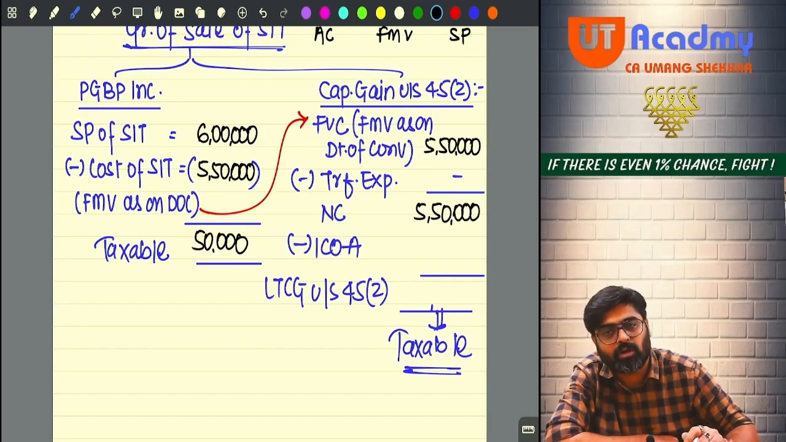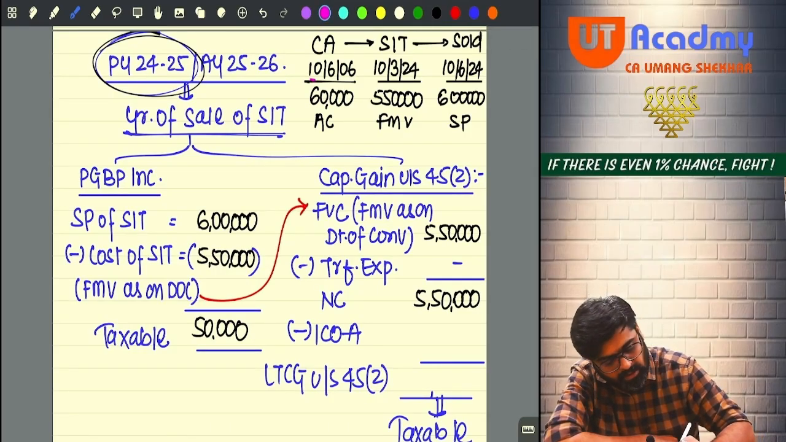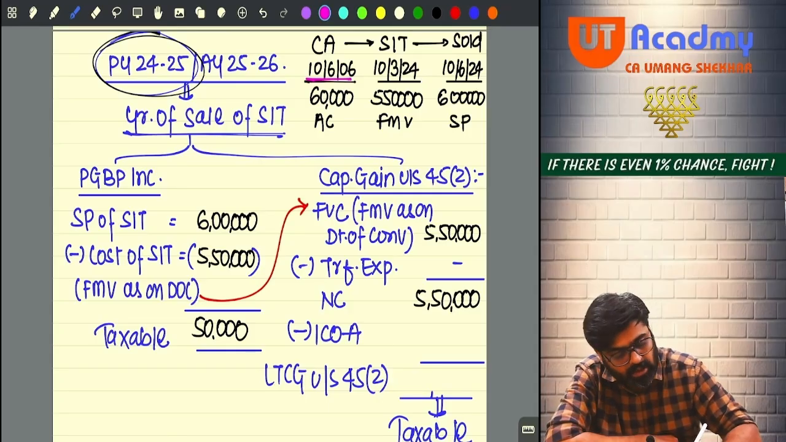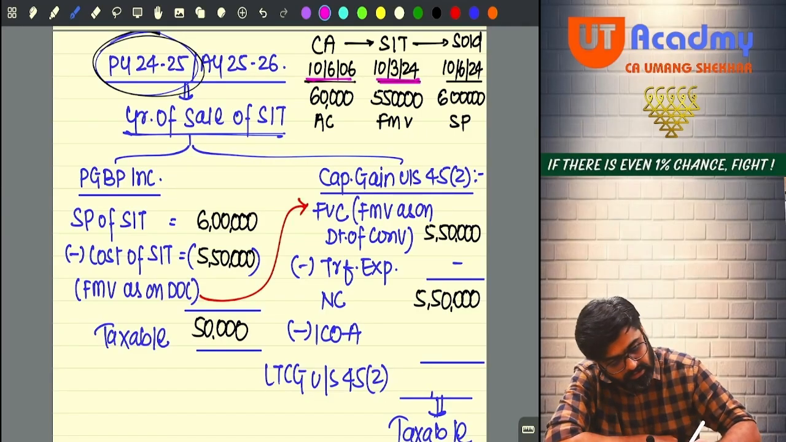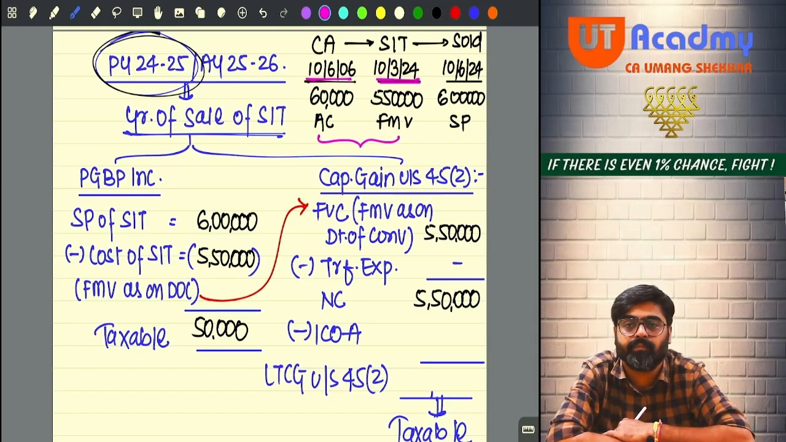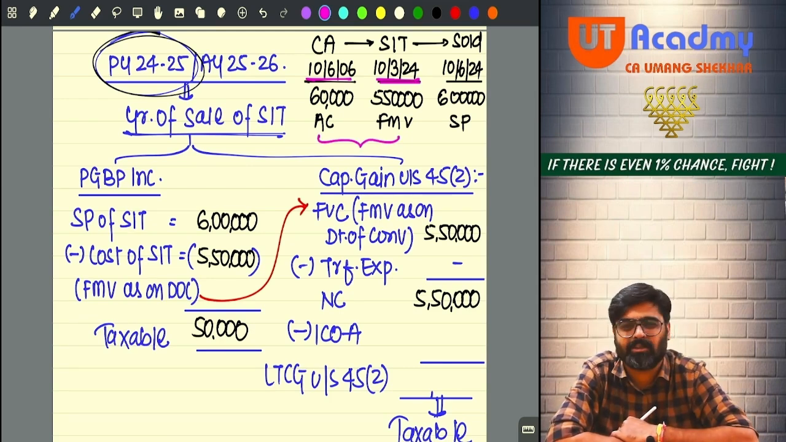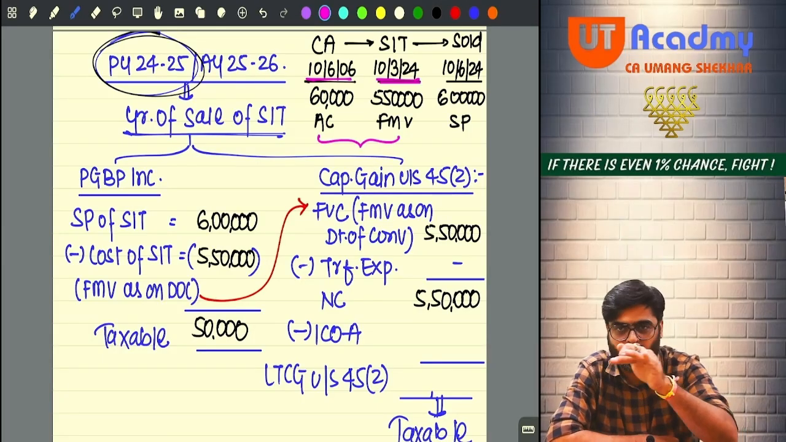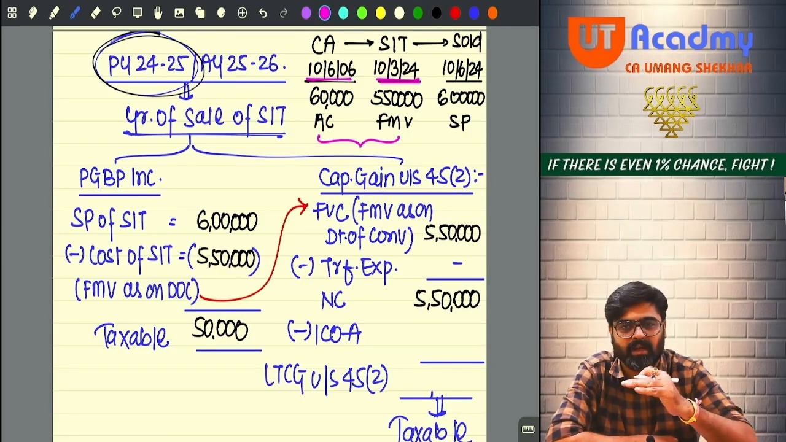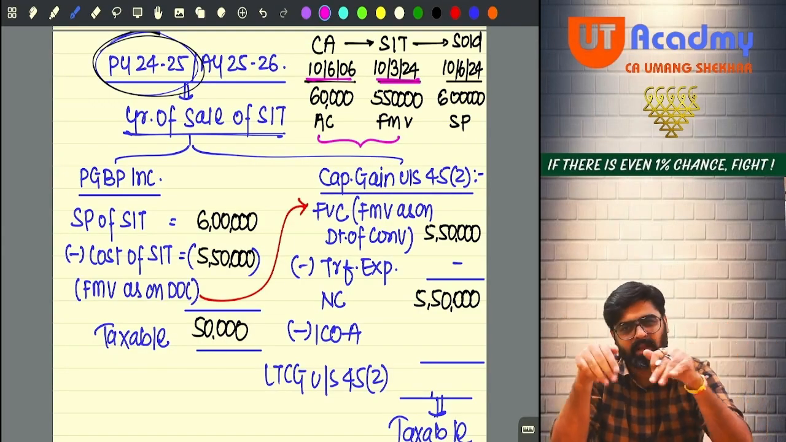Now I will reduce cost or indexed cost, depending on the period of holding of my capital asset. I started holding the capital asset on 10th June 2006 and transferred it on conversion. So this is my period of holding. And the period of holding is more than 12 months, 24 months, 36 months, as the case may be. They have not given what type of capital asset it is, so I'll not be able to decide; it is greater than all the periods of holding.